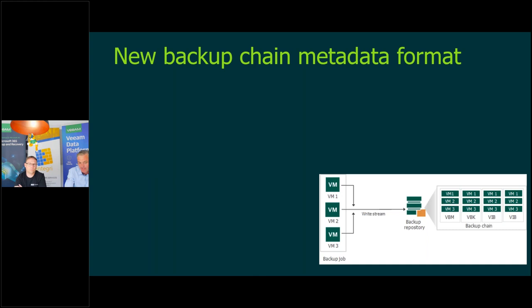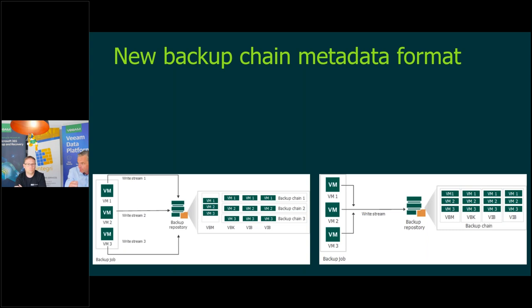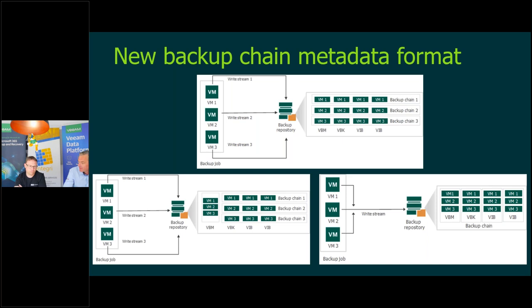Later on, we moved to per-machine backup. And there was an option you can activate. You had to take a full backup to activate that. But then we already had some backup chains per VM, which gave more flexibility. But the VBM file was still one single file, one per job. And now in the new version, for each machine, they have their own metadata file. Very nice, you should say, hey, more files on my repo. What's the advantage of this? Well, I come immediately to this.